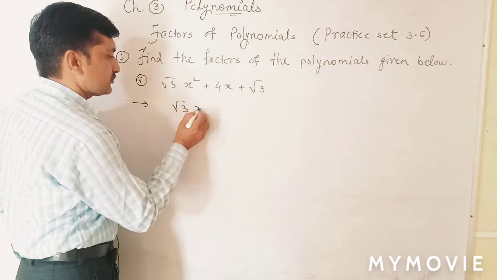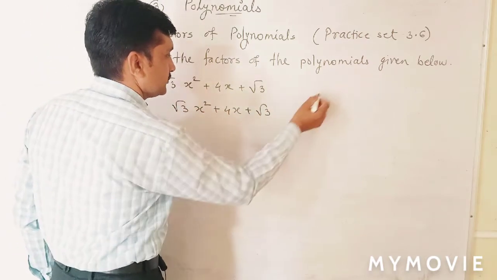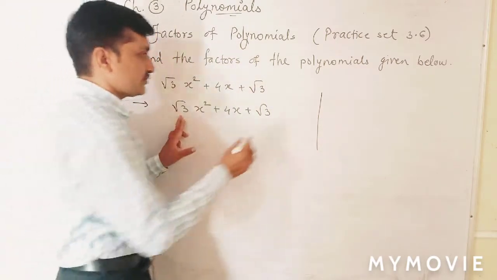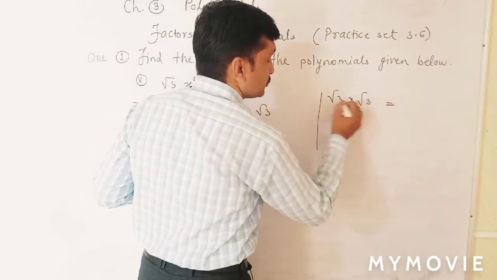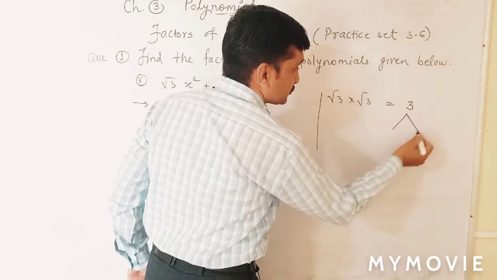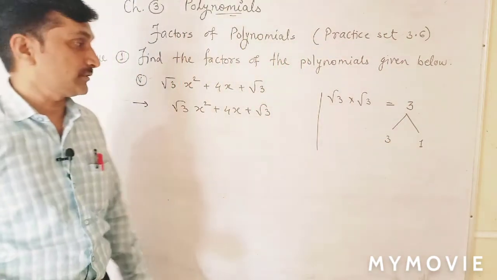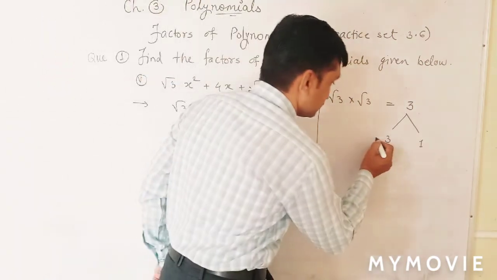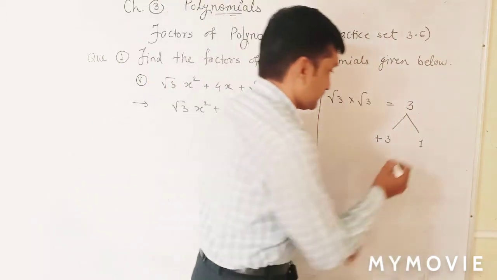Square root of 3 x square plus 4x plus square root of 3. First step, product of first and last. First square root of 3 multiplied by last square root of 3. Square root of 3 into square root of 3 is 3 itself, and the factors of 3: 3 ones are 3. This is prime, that's why 3 ones are 3. Middle term sign goes to the bigger factor, plus. Product is positive, that's why same sign here.